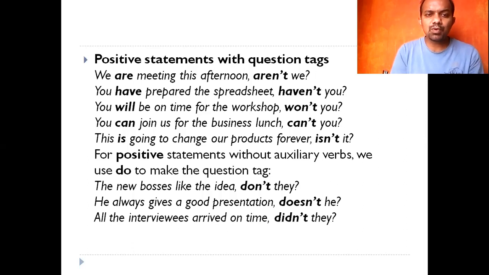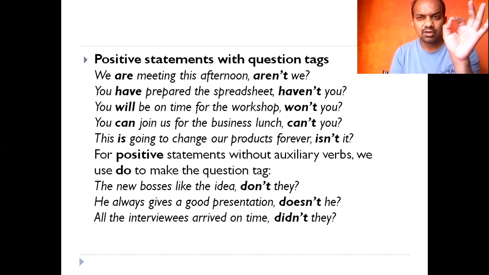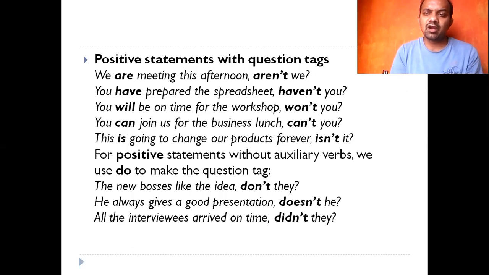For example, the new bosses like the idea. Like is the verb here in this statement. So, don't they? Why they? I told you, you have to replace it with the appropriate pronoun. The new bosses, plural, pronoun they is used. Don't they? Another example. He always gives a good presentation. Doesn't he? I told you, with a singular subject with only main verb in the sentence, use does or doesn't, depending upon the statement, whether it is positive or negative. He always gives is the main verb here. A good presentation. Doesn't he?